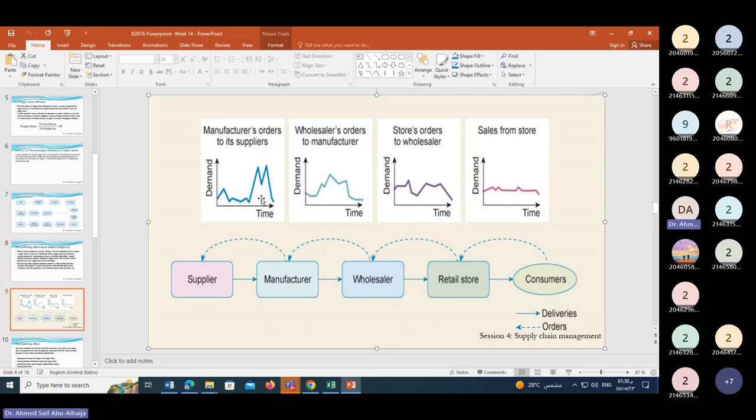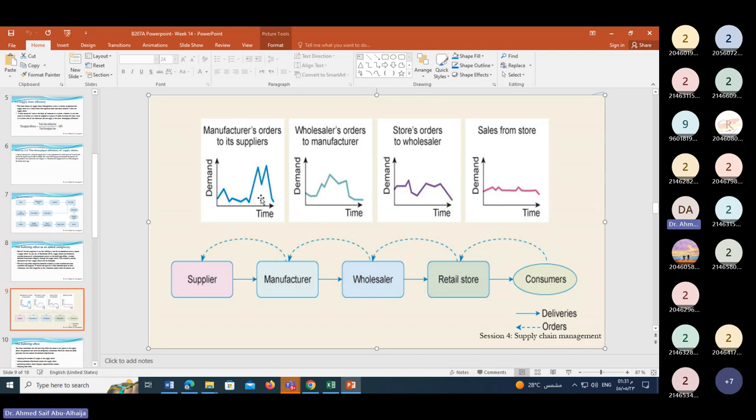طب ليش هيك صار طيب؟ Maybe because of wrong understanding. Maybe because of a false reflection of the true case. Maybe because of the promotion. Maybe because of many reasons. Maybe because of the expectations. Anyway, we have a problem. This is why the bullwhip effect is a problem, and this is why we need to make sure that we minimize it as much as we can.